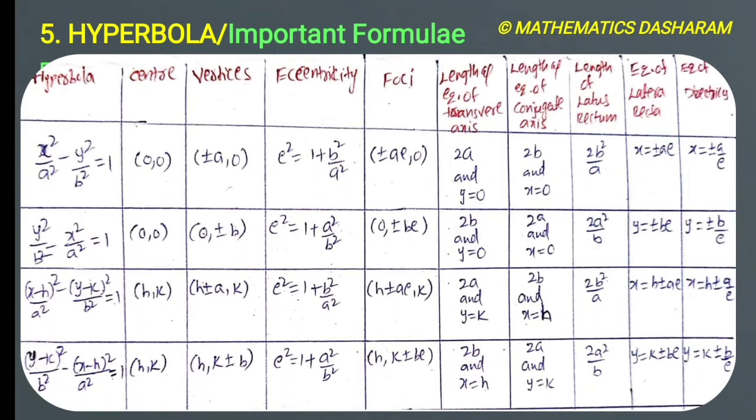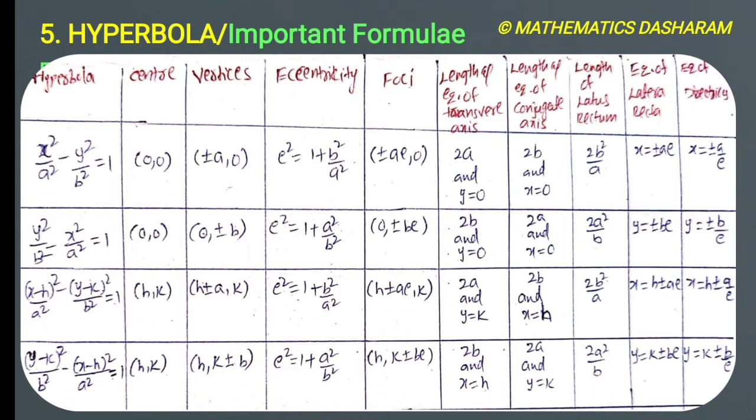Next, the length of a transverse axis is 2a and the equation of a transverse axis is y equals 0. Next, length of a conjugate axis is 2b and equation of a conjugate axis is x equals 0. Next, length of a latus rectum is 2b square by a. Next, equation of a latera recta is x equals plus or minus ae, and equation of a directrices is x equals plus or minus a by e.